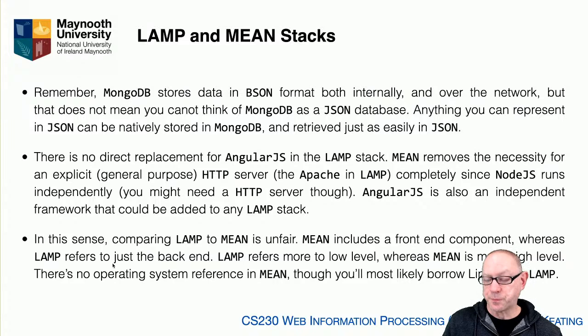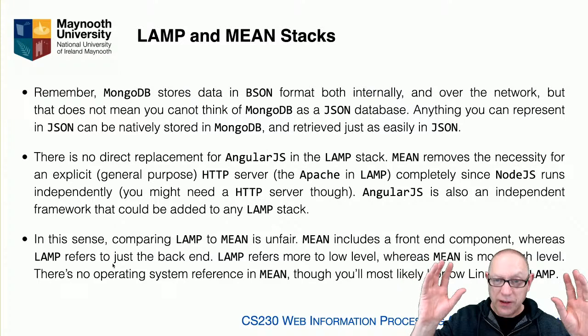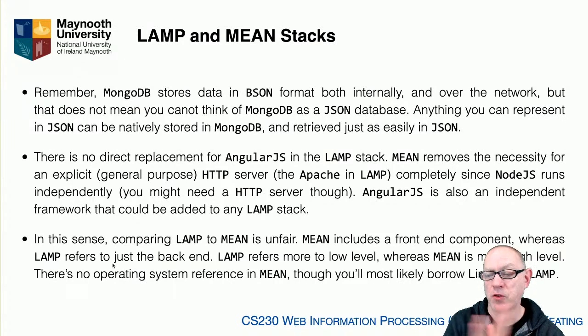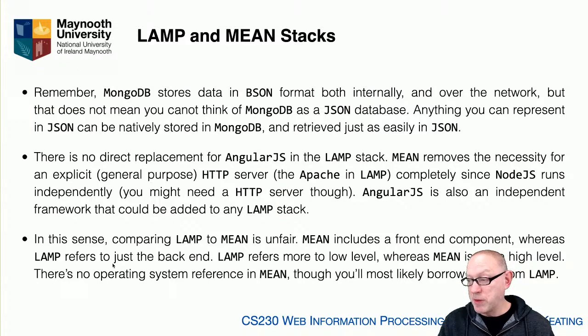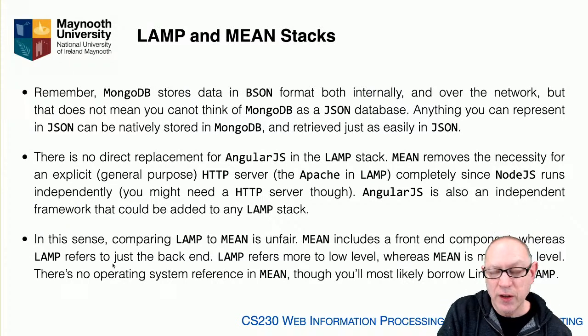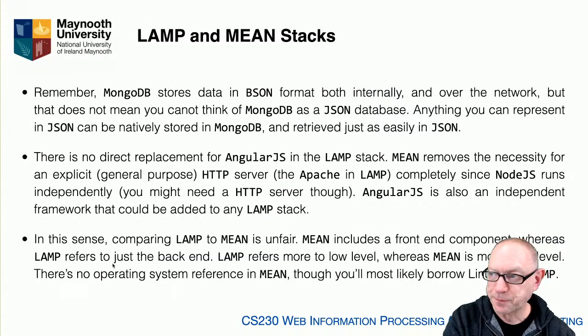Okay. When we talk about MEAN and LAMP, we're almost talking about two pure sets of technologies, but there's no reason that they can't be interspersed. So in this sense, comparing LAMP to MEAN is really unfair. MEAN includes a front end component, whereas LAMP refers to just the back end, and LAMP refers to the low level, whereas MEAN is more high level. There's no operating system reference in MEAN, even though you'll probably borrow the Linux from LAMP, or you could be using Windows, or like me, I use Mac OS. So don't get caught up in the names and the terms, really.